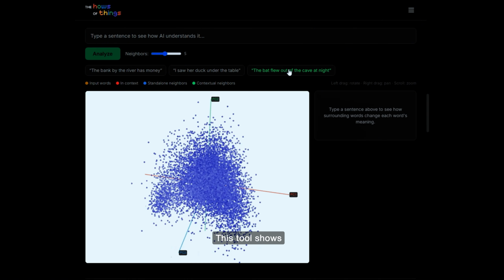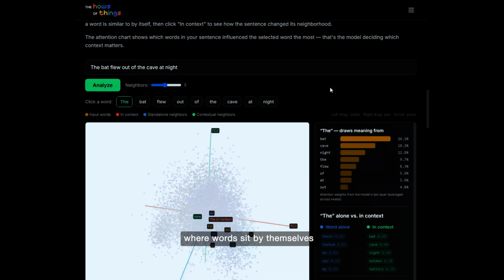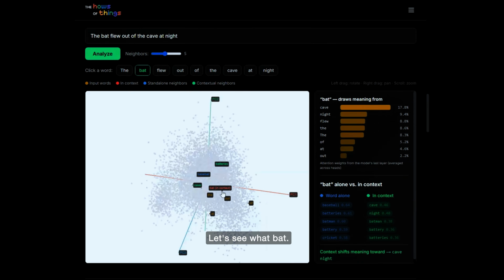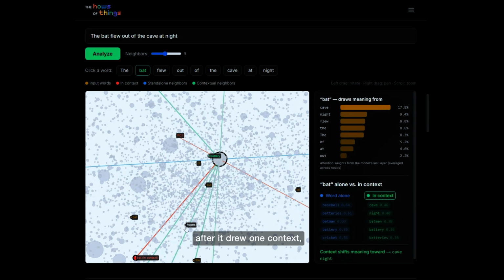This tool shows what happens when you put a word in a sentence. The previous tool showed where words sit by themselves, their default position. This one shows how surrounding words or neighboring words in a sentence pull on each other's meaning. Let's see what bat does. Look at the cloud now. Well, here's where bat is. The gold dots are where each word sits by itself, its default position. The red dot is where it moved after it drew on context. The model moved each word after reading the full sentence. The gap between the gold and the red, that's the context shift.